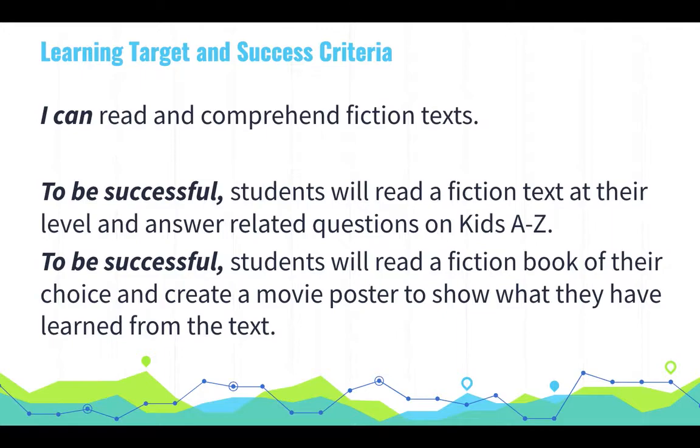So today, your learning target is I can read and comprehend fiction texts. You have two pieces of success criteria today. To be successful, students will read a fiction text at their level and answer related questions on Kids A to Z. And to be successful, students will read a fiction book of their choice and create a movie poster to show what they have learned from the text.